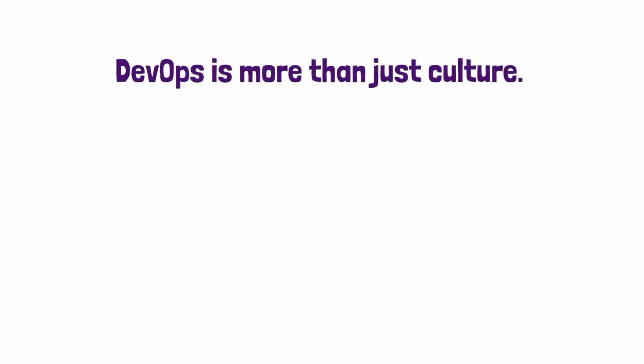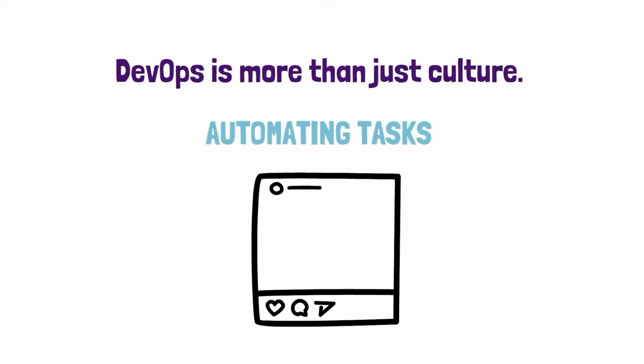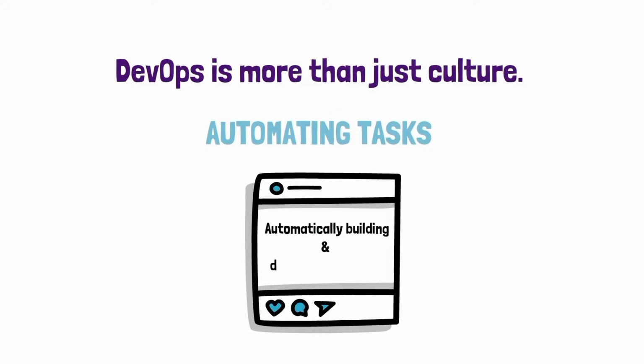However, DevOps is more than just culture. To succeed, organizations adopting DevOps also focus on automating their tasks. Manual and repetitive work is a productivity killer. And this is what we're going to address in this course. Automatically building and deploying software, which falls under a practice called CI/CD.